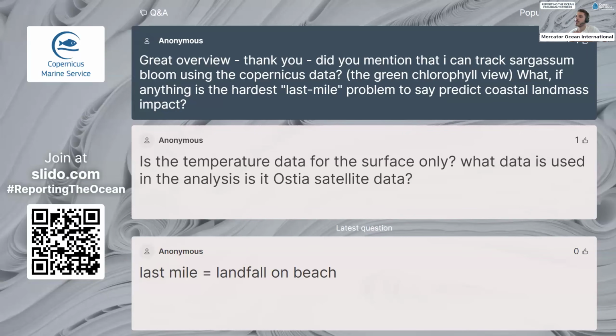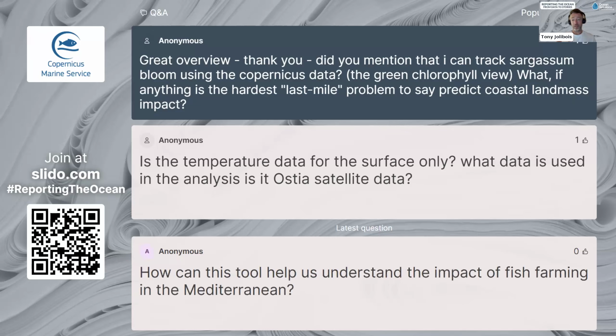I see a comment that says last mile is landfall on beach. I don't know if it helps answer the question for the sargassum, I guess. It's a challenge for the oceanographic world to reach zones like beaches, meaning the coast itself. But we are working on that.